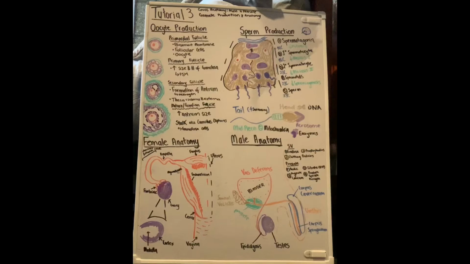In this third tutorial, I'm going to go over the gross anatomy of the male and female reproductive organs, and I'll also go over the gamete production and the anatomy of the gametes. So we'll start with the female side.